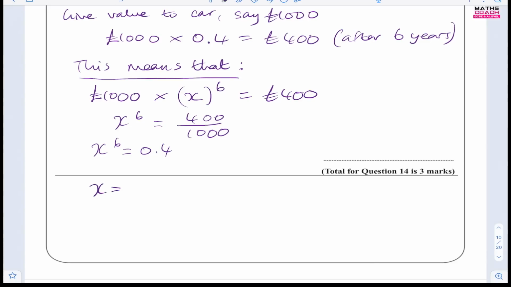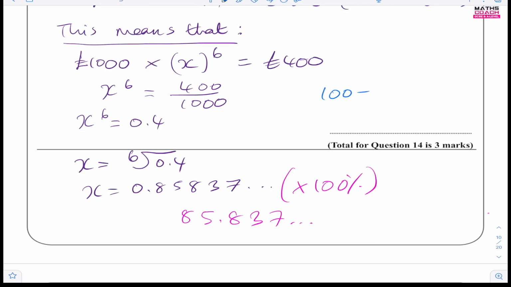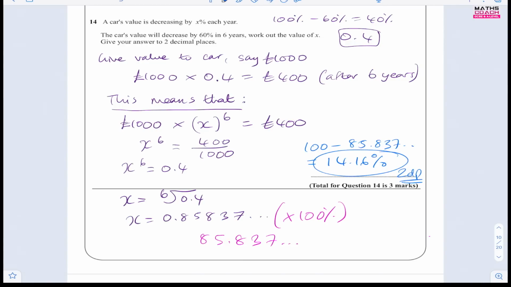And to find what x is, we do the 6th root of 0.4. And that gives us 0.85837... We want to work out what the multiplier is. Now you can see what the multiplier is by looking at that. But you could also multiply this by 100%, and multiplying by 100 will give you 85.837... So if you do 100% minus 85.837... to 2 decimal places, you get 14.16%. So the decrease is by 14.16% every single year.